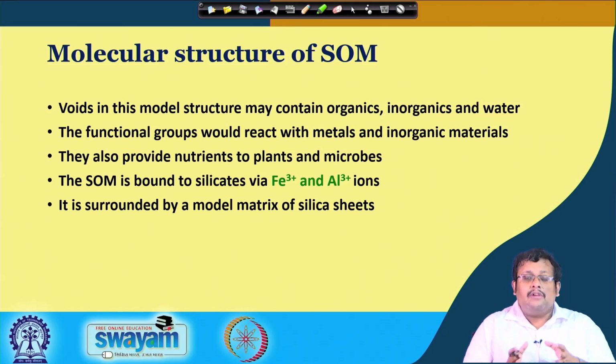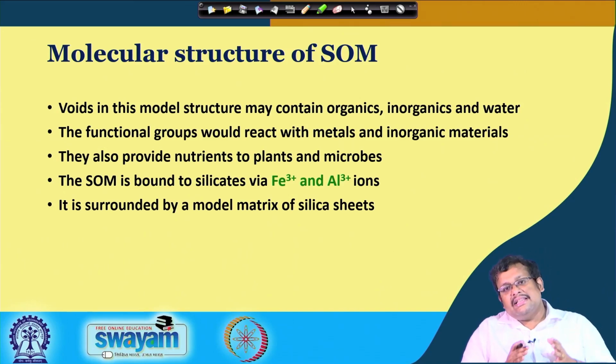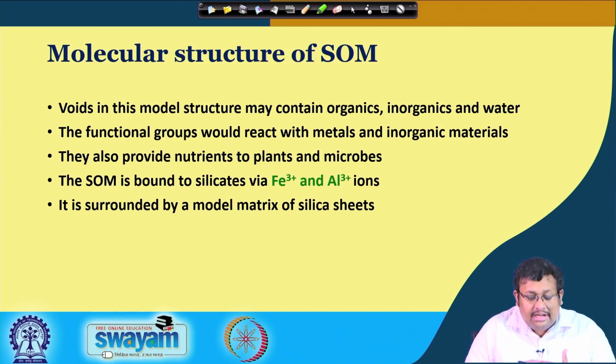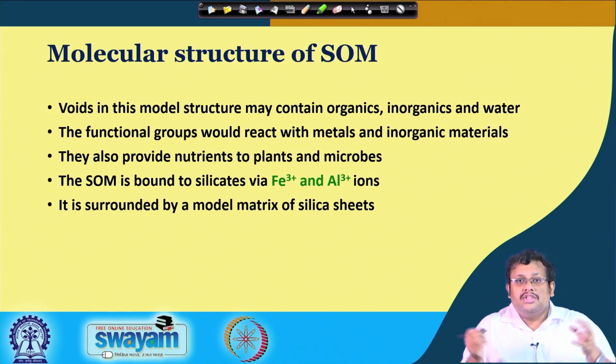The soil organic matter is bound to silicates by iron and aluminum ions. As you know, we have already discussed in our week 2 lectures that soil contains iron aluminum oxides. Not only that, iron aluminum is also present in the clay mineral structure. So, soil organic matter can be bound in this clay mineral structure, and that is why the soil organic matter can coexist with clay minerals, and it is surrounded by a model of matrix of silica sheets. We will see in detail how they are joining together by a model of matrix of silica sheets while we discuss the structure in detail.